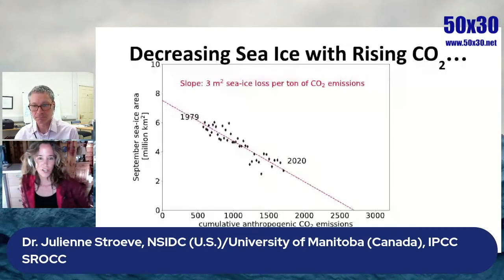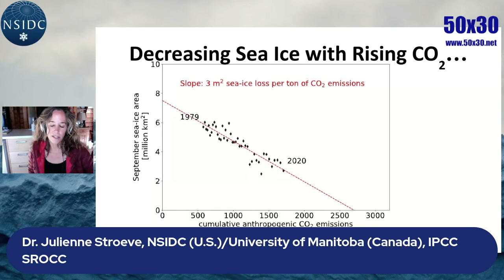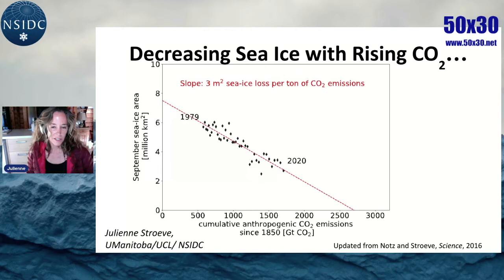Thanks, Jonathan. So, back in 2016, Dirk Notz and myself published a paper in Science, basically explaining why there's a clear linear relationship between Arctic sea ice and how much CO2 we add to the atmosphere. This allowed us to establish the relationship that for every metric ton of CO2 we add to the atmosphere, we lose another 3 square meters of sea ice in summer. And as you can see, this linear relationship continues to hold through to even today, with the 2020 September sea ice area falling exactly on this trend line.